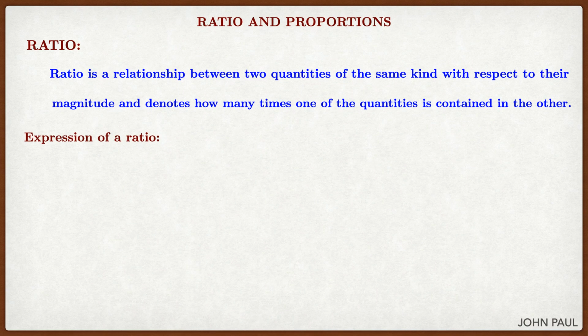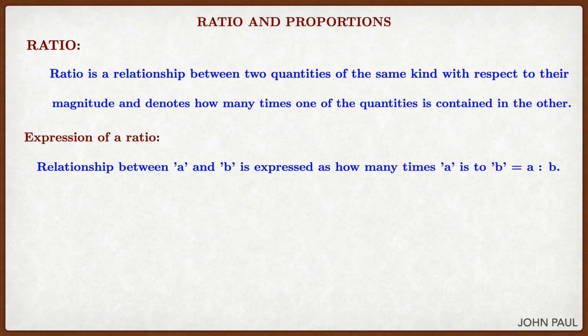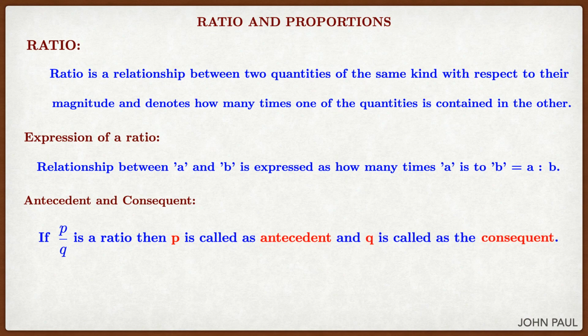Expression of a ratio. Relationship between A and B is expressed as how many times A is to B, equal to A is to B. Antecedent and consequent. If P by Q is a ratio, then P is called the antecedent and Q is called the consequent.